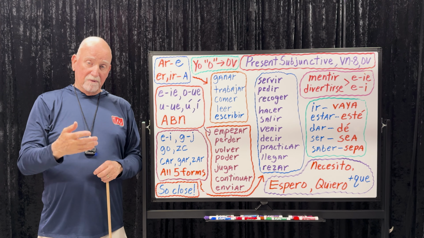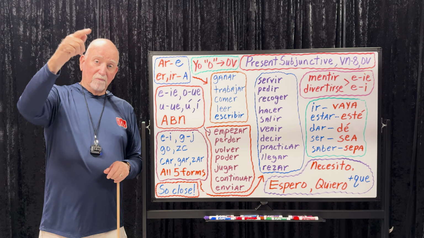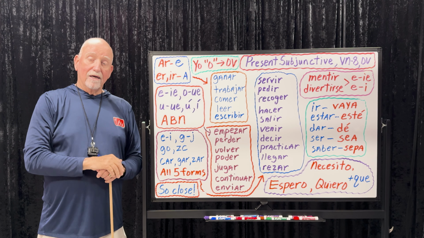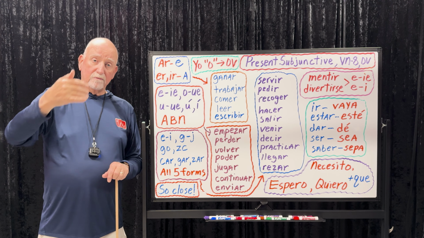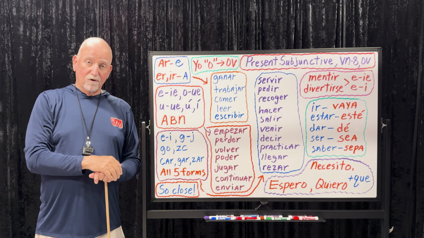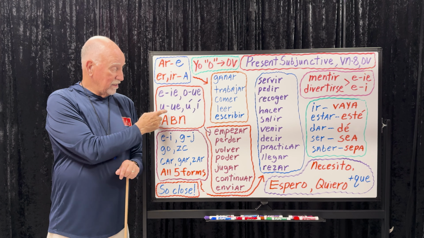I think you've picked up on it now. The yo form and the el, ella, usted, it form, they're both the same. Pueda, pueda, right? And then the 2 form of the present subjunctive is just the same as those 2 forms, but with an S. The ellos, ellas form is the same, but with an N. And then the we form here does not stem change.